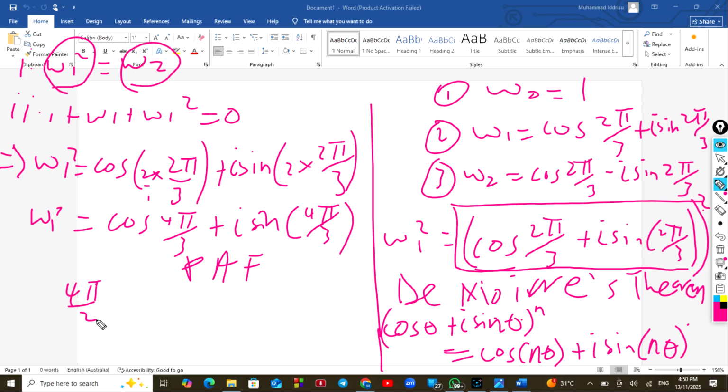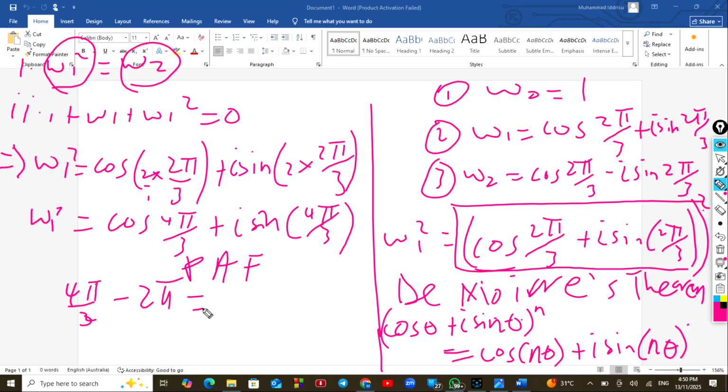Why are we subtracting 2 pi? Because the period of the cos and sine functions is what? 2 pi. So we are subtracting the 2 pi from this to have our answer, which is what?